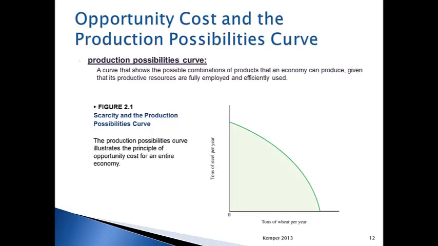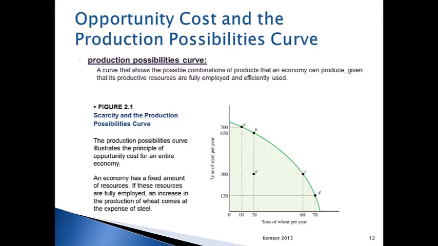If you see that on the graph on the left hand side, the y-axis, you are producing at that point 0 wheat, and if you go all the way up to the top of the green line where it intersects on the curve, you will see that you're producing a lot of steel versus the wheat on the other side. At point D, you've got 70 tons of wheat versus 120 tons of steel.